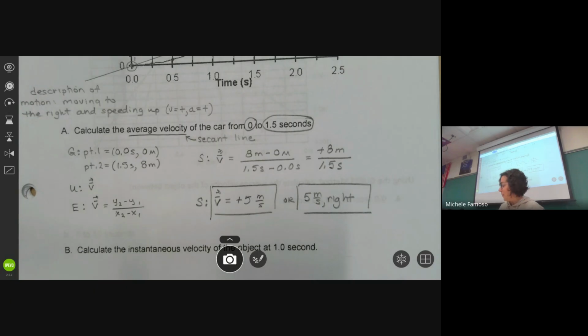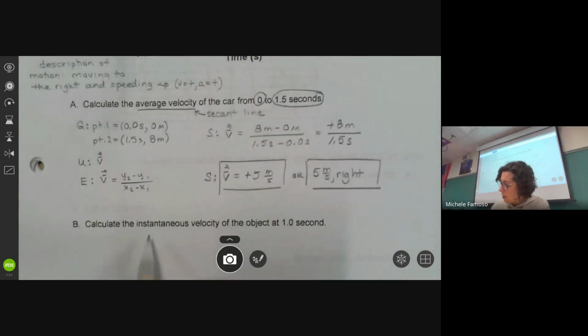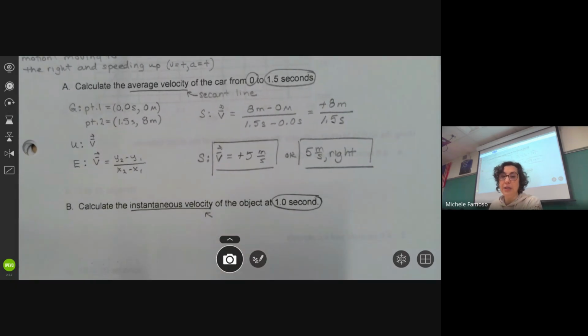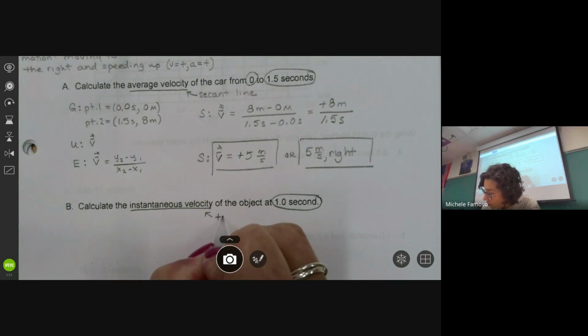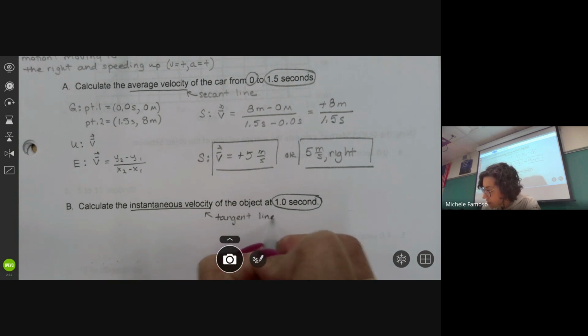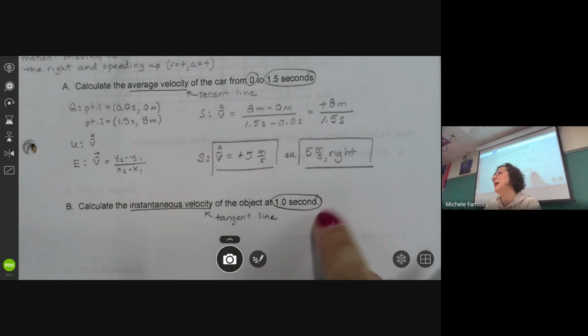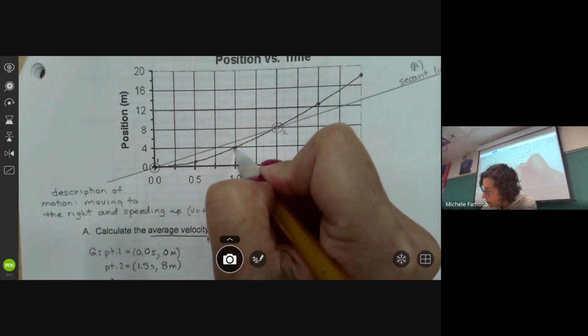All right. Let's go to part B. Now I want you to find the instantaneous velocity at 1.0 second. Jacob, can you tell me what type of line I'm going to need to draw for this? Tangent. That's correct. This is going to require a tangent line. So the first thing you need to do is find this time point on your graph. Can you do that? Where is that time point on the graph? And you should see it right here.